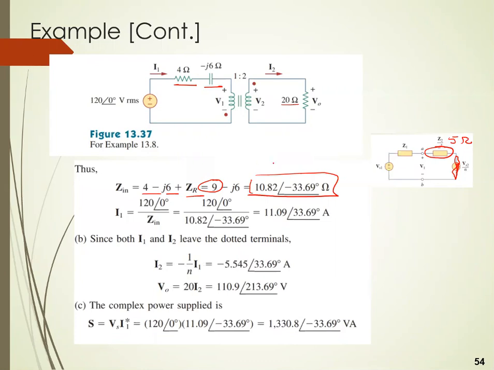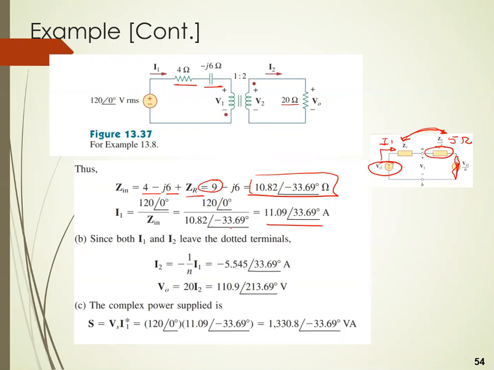So in my circuit now, if I want to find I1, which is what I want at this point, it is just this voltage, this 120 volts, divided by the input impedance, which I just found out, which is the combination of these two impedances. And that's what gives me I1. That's how I get I1 from here.